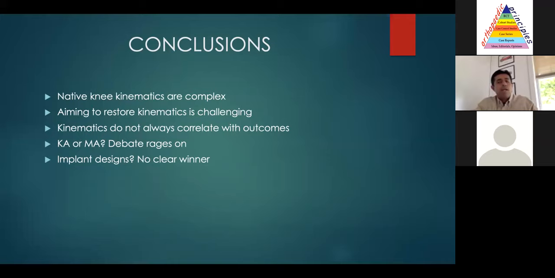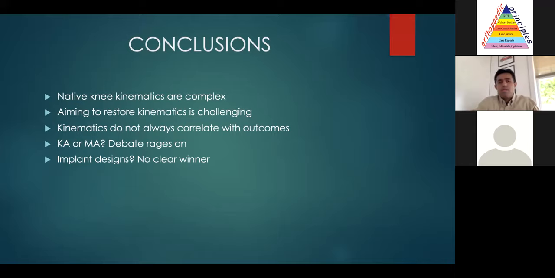I think that the data is still kind of murky. The debate of this generation is whether or not we should use kinematically aligned knees or mechanically aligned knees, and which type of implant design we should use. The debate of previous generations, using a mechanically aligned principle, was: should we do a CR knee or a PS knee? Should we resurface the patella? Should we not resurface the patella? So I think that the debate has changed, but the answers are still equally murky and equally not clear to us on what we should do.